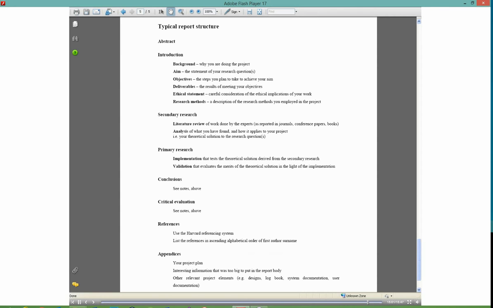The suggested report structure is a good place to start. Very early in the project, create a Word document and type out these section headings. This becomes your working document.